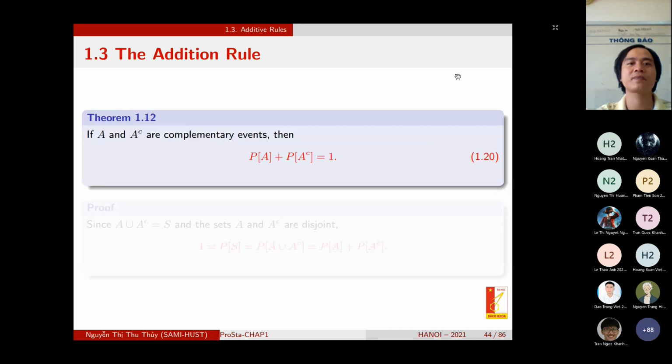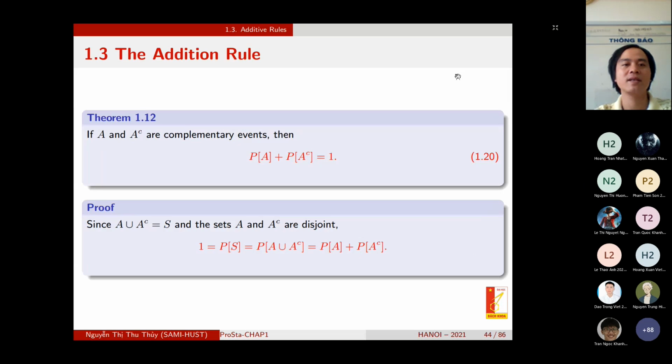Okay, and theorem 1.12 is very easy. We know that A and AC are complements. So the probabilities of A and AC summed give the number 1. Okay.